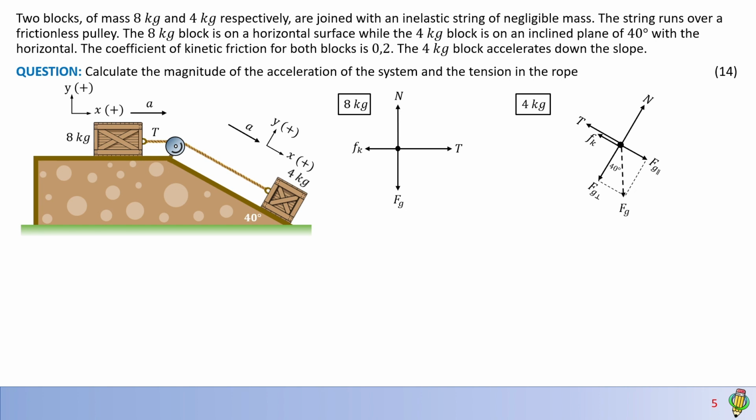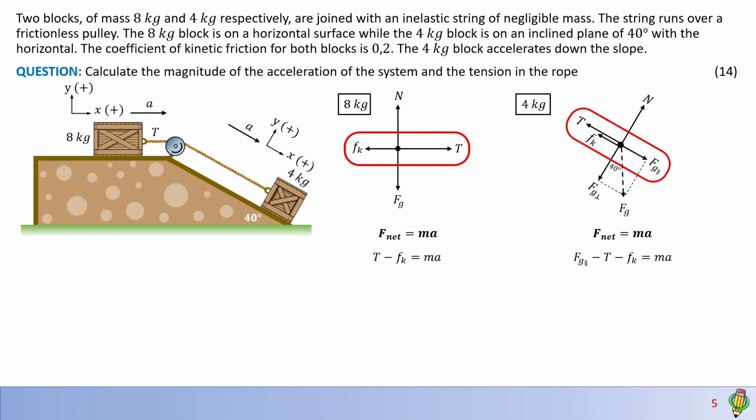Let's write the Newton's second law equations for both of them. For the 8 kg block, here are the forces in the direction of acceleration. For the 4 kg block, here are your forces in the direction of acceleration. Fg parallel, which is the x component of the gravitational force, is the only force that is going in the direction of acceleration, positive, minus tension and Fk, which are going in the opposite direction of acceleration. This is equal to ma.